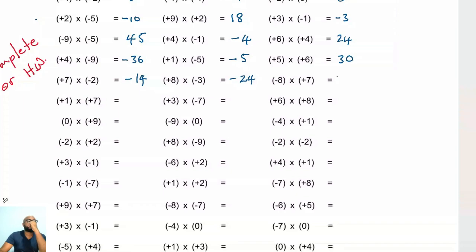Yes, sir. So negative 8 multiplied by positive 7. I have negative 56, sir. Excellent. Imani Francis. Next line.